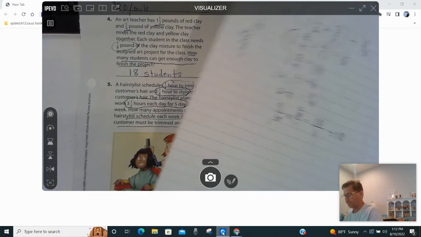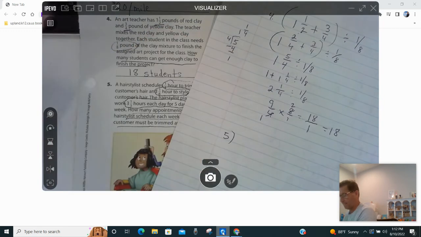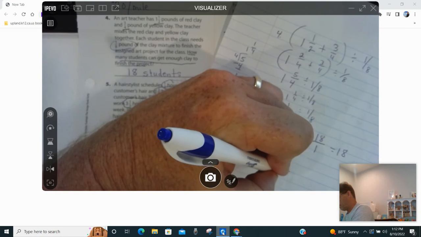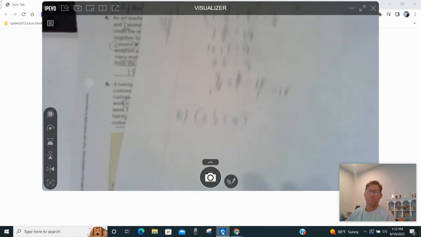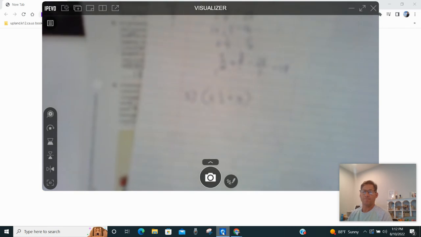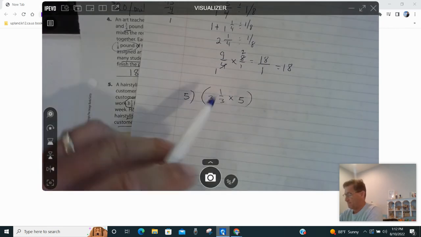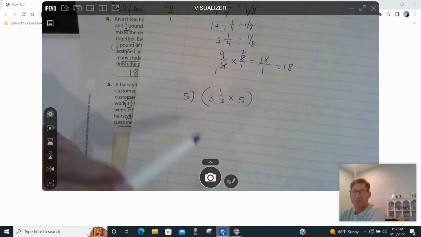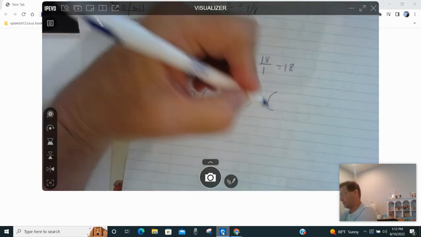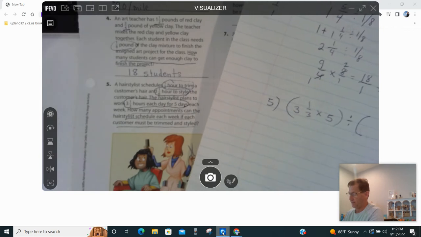So if we multiply 3 1/3 by 5, that'll tell me how many total hours she's going to be working. And then we're going to divide that by how long it takes to trim and style the hair.